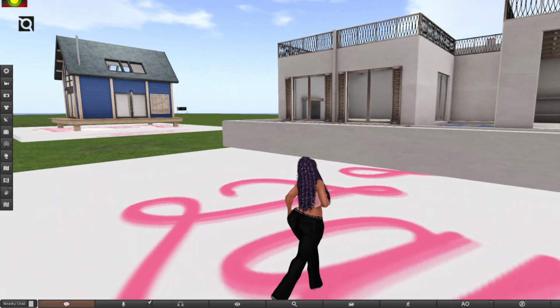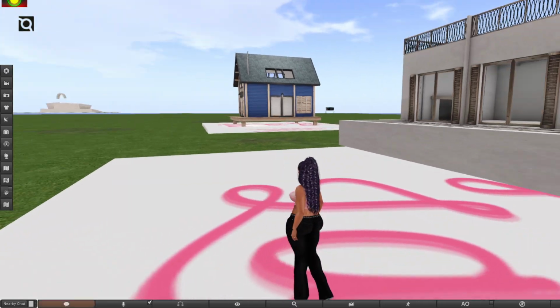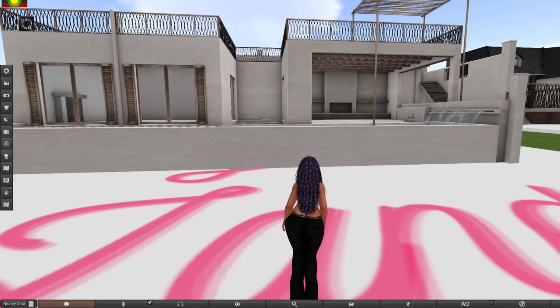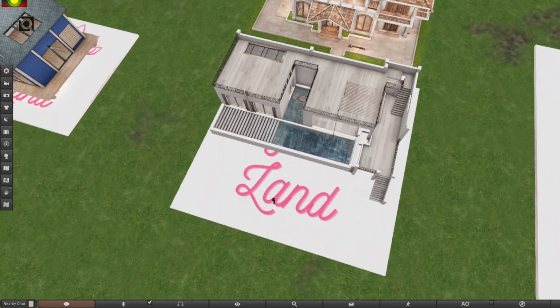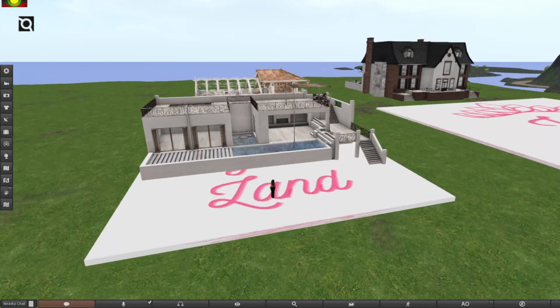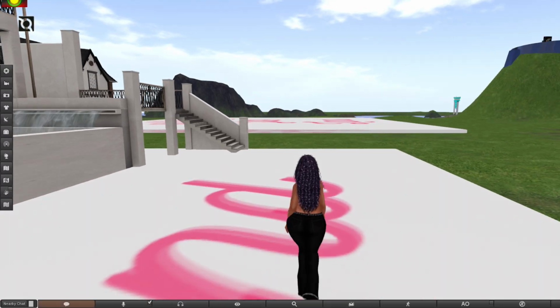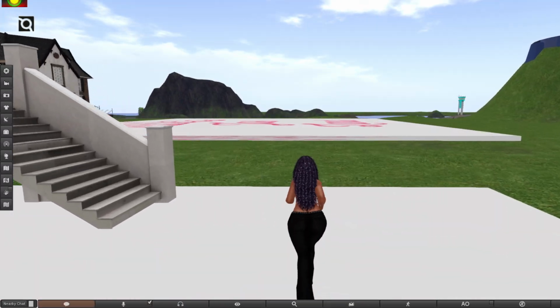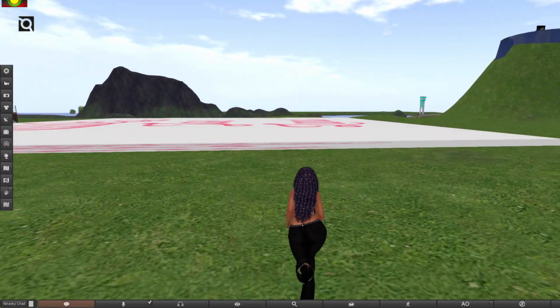If you're a Premium member, you can have a 1024 square meter parcel. And you can fit a pretty good house on that, right? And then if you are a, what is it? Premium Plus? No. What's the next membership?